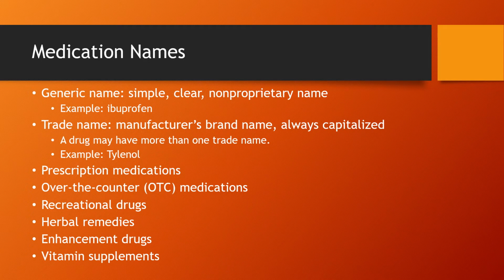Names. You have your generic versus your trade. Your generics are always lowercase, and they're non-proprietary. So ibuprofen versus Advil, acetaminophen versus Tylenol. Trade names are proprietary, and they typically start with a capital. So the biggest thing is if you see one with lowercase, it's generic, and if you see one with uppercase, then it is going to be your trade name. You have prescription drugs, over-the-counter medications, recreational, herbal, illegal, vitamin supplements. These are all medications.